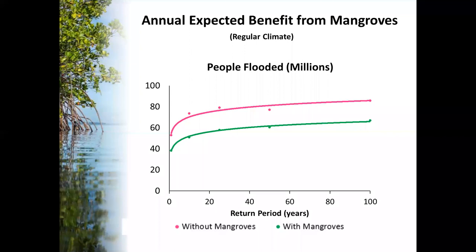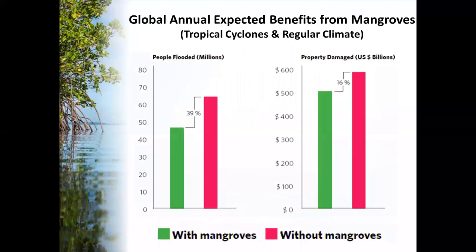All right, so what we do, again, we did that same level of modeling everywhere around the world with and without mangroves to understand people and property flooded across the entire storm frequency distribution. That's a return period down here. And so again, we're looking at the people flooded with mangroves and then how many more people would be flooded without mangroves. And then because we're doing it across this entire storm frequency, we can integrate the area between these curves to get the annual expected benefits. That is the annual averted flooding of people.